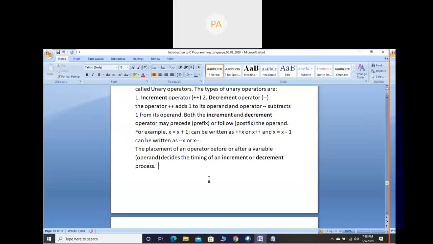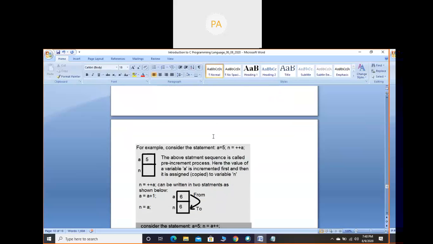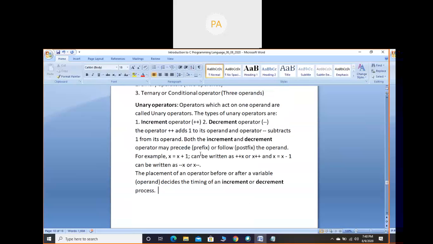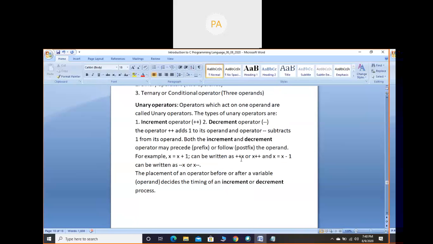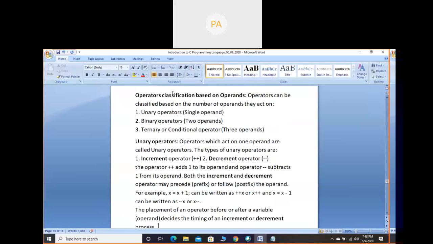Now you just copy till here, because if I explain this example completely, you may forget this, because the example is a little bit difficult. So just copy the topic: operators classification based on operands, 3 types, and copy unary operator. We will see the increment and decrement operators in detail with examples.